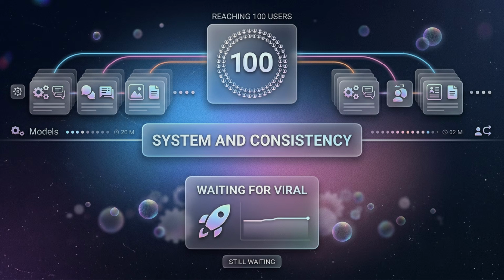None of this is really complicated, but all of this requires a system and consistency. The founders who get to 100 users aren't doing something magical. They're just executing these models every day while everyone else is waiting to go viral. Design your model, work it, and don't stop.